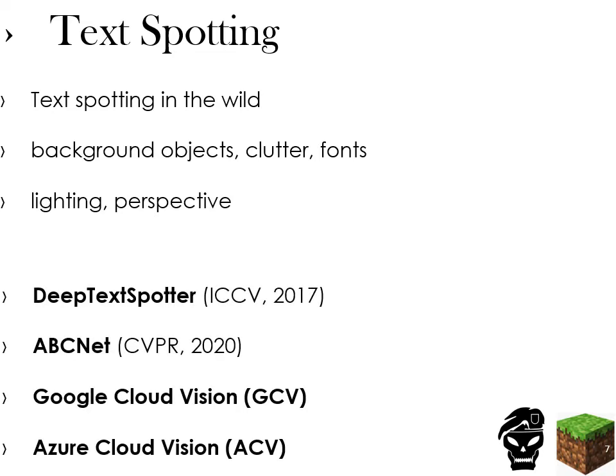So we use 4 state-of-the-art text spotting tools for our work here. So 2 of these, the first 2, Deep Text Spotter and ABC-NET, are from the academic literature. They are the leading tools. And the other 2 tools are proprietary tools, Google Cloud Vision, Azure Cloud Vision. They are online services. There's very little literature about them available. But all 4 of these tools are recognized for extremely good performance on benchmark data sets. So they are acknowledged by the computer vision community to be state-of-the-art.